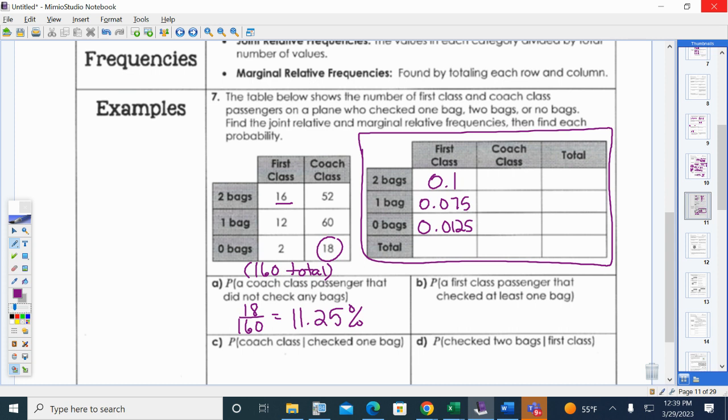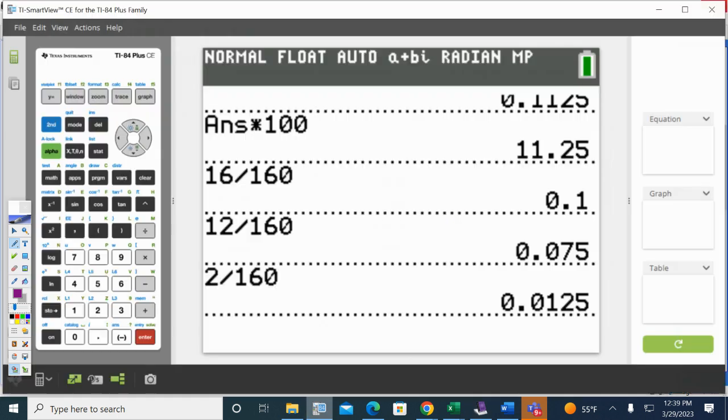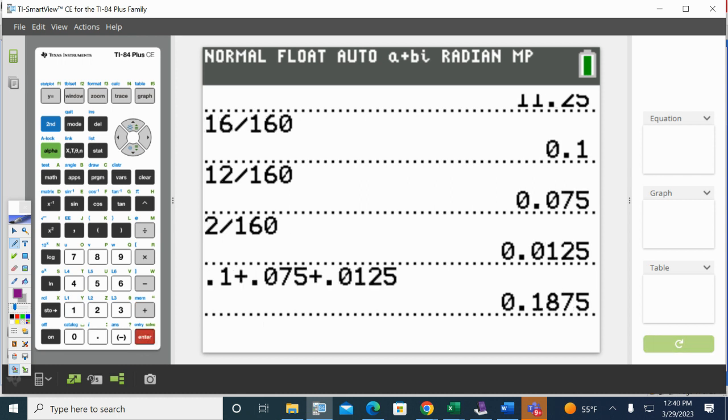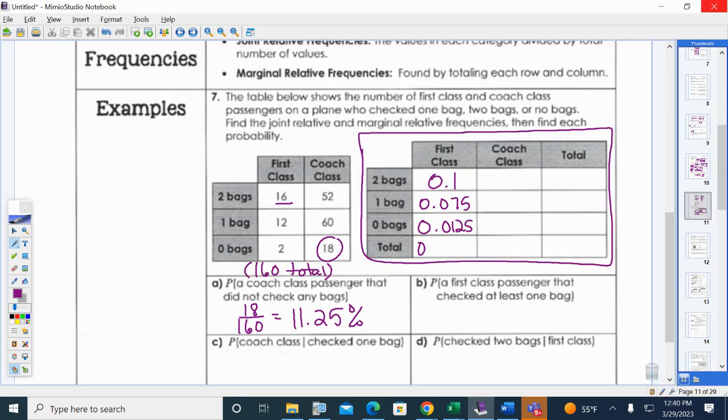And then for the total, you're going to add all of that together. So the 0.1 plus 0.075 plus the 0.0125 gives us 0.1875. And you would do the same thing for the coach class. And then the total that's out here on this side, you would add in this direction. I just think that's a lot of extra work for something that I can do without all that extra work. So let me show you one more of these.